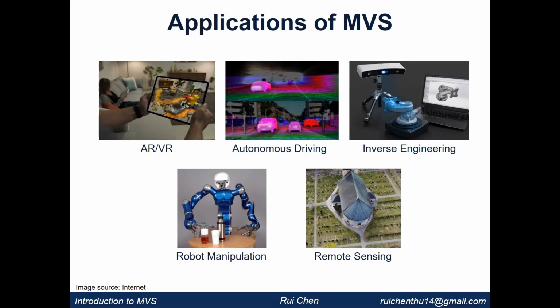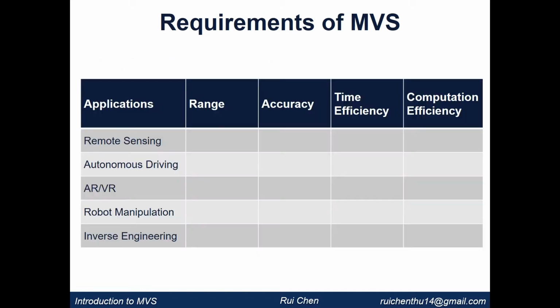If you want to place virtual objects at their proper locations, you need to first measure the 3D scenes accurately. Next is robot manipulation, which needs real-time visual feedback to adjust its control strategy. Also, remote sensing is used to reconstruct architecture from a large number of photos captured by drones.